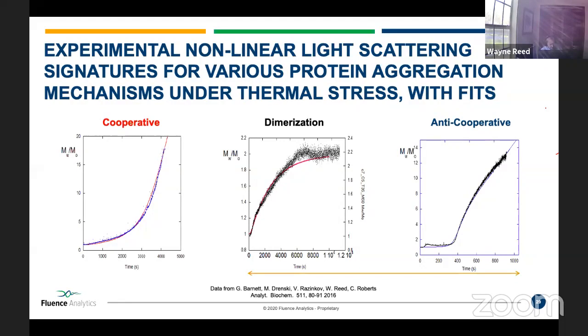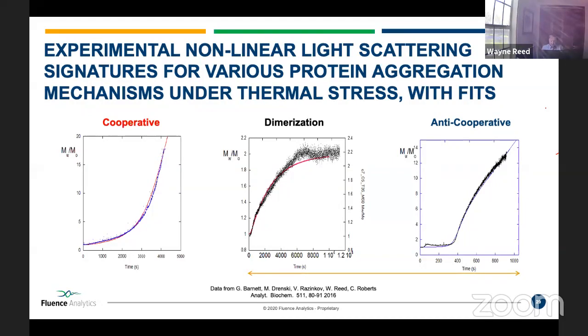I mentioned that we're looking at the initial linear regime to get an aggregation rate. But as you watch in time, it's usually not linear. It'll start to define itself as something else. The one on the left, for example, you can see has a positive second derivative. It's concave upwards, and that's a hallmark of a cooperative aggregation process. The more it aggregates, the more it wants to aggregate, and so it runs away and will finally precipitate.